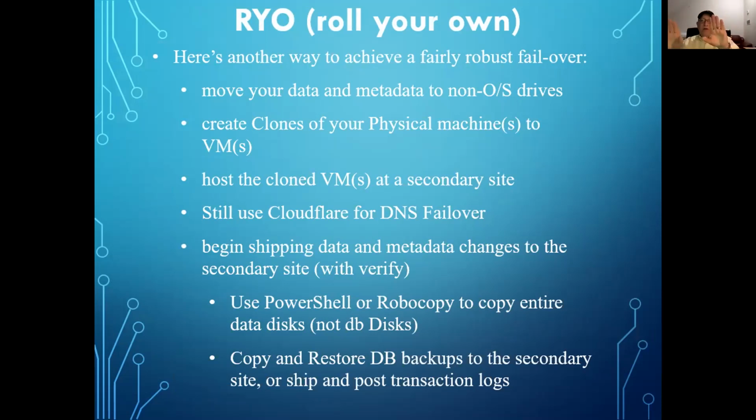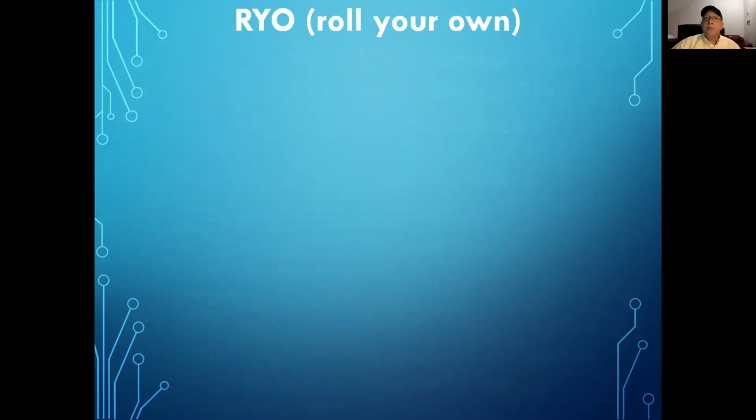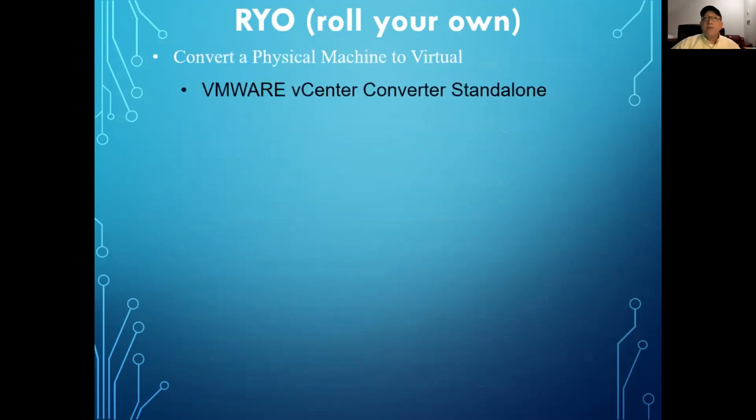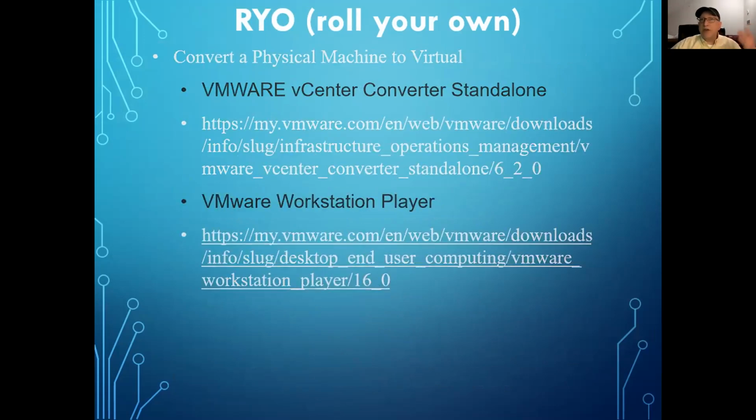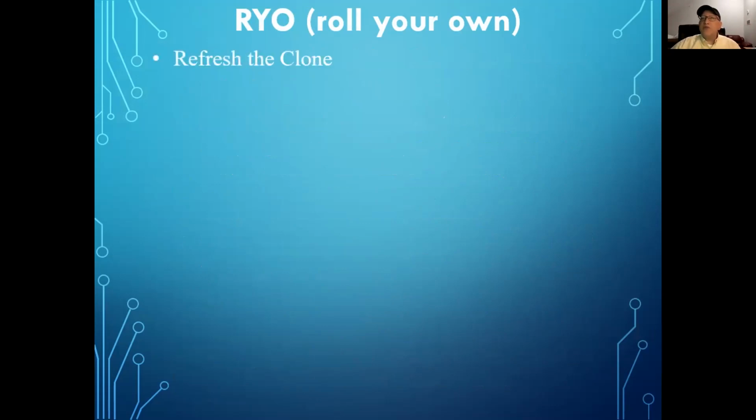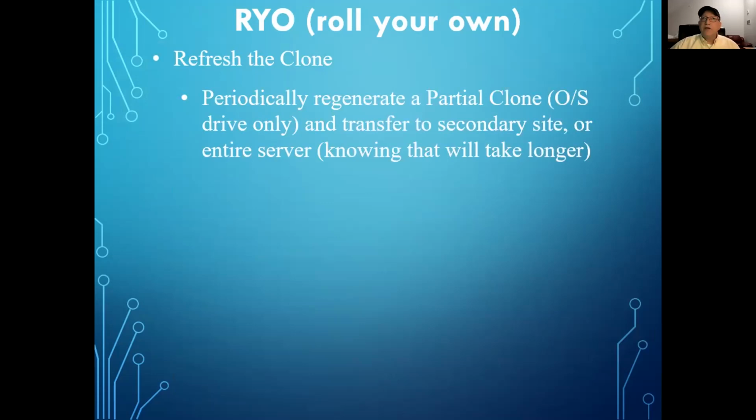Stage your VM clone, leave the C drive, don't worry about it, and every now and then copy and restore your database backups, post them, whatever you need to do there. By the way, it's also how you can convert your physical machine to a virtual one and then use it with VM Player. The last part would be to refresh your clone periodically. You could do a partial clone, the OS drive only, because if you're posting your metadata and your data over there on your D, E, F, G drives, then maybe you just refresh the C drive once a month.